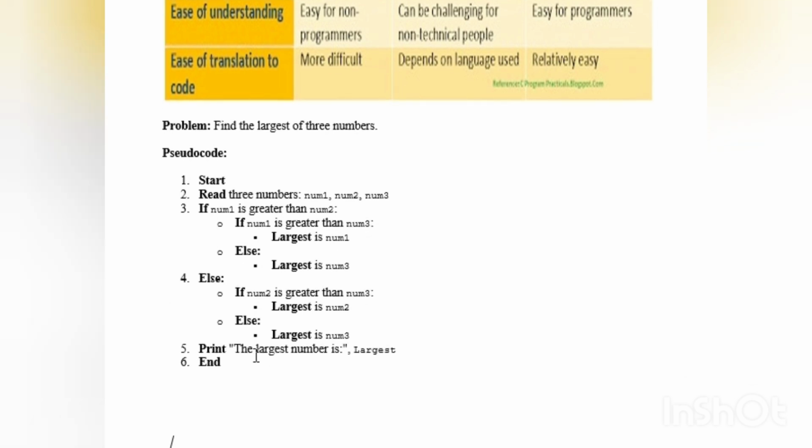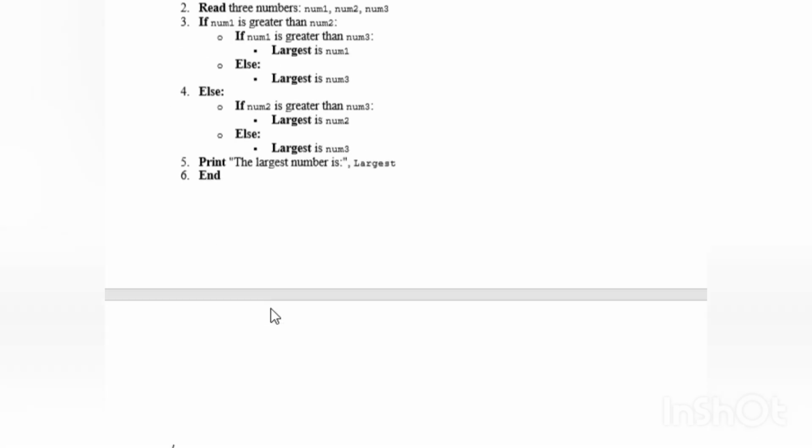So the pseudocode of it will be: start, read 3 numbers num1, num2, num3. If num1 is greater than num2, if num1 is greater than num3, then largest is num1, else largest is num3. Else if num2 is greater than num3, then largest is num2, else largest is num3. So we will be checking like this. Print the largest number is largest and end. This will be our pseudocode.